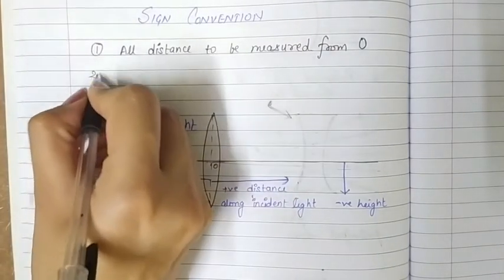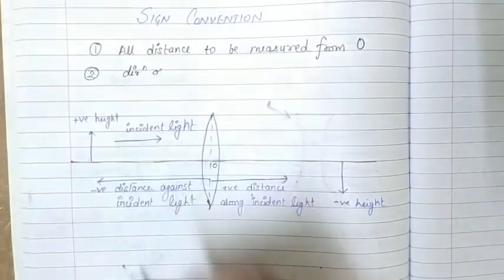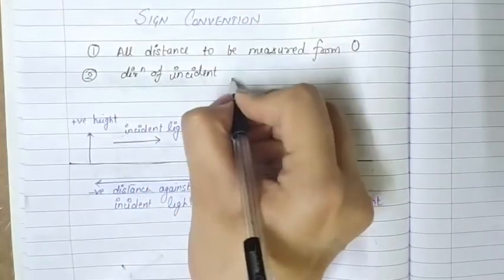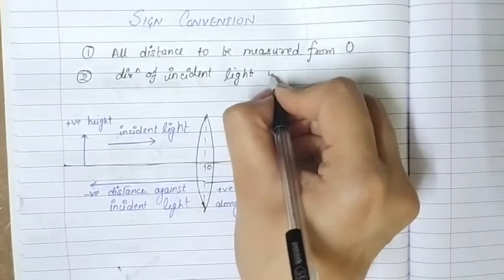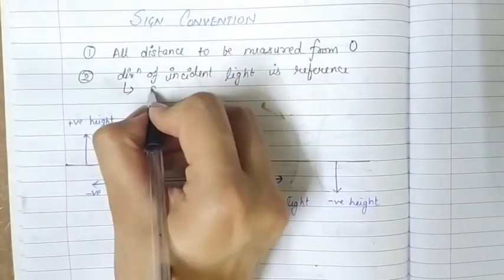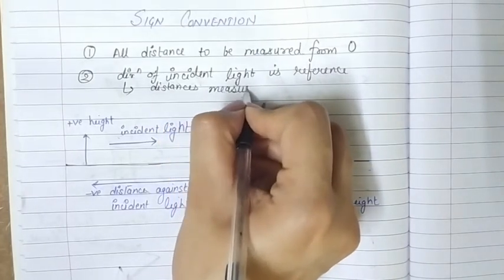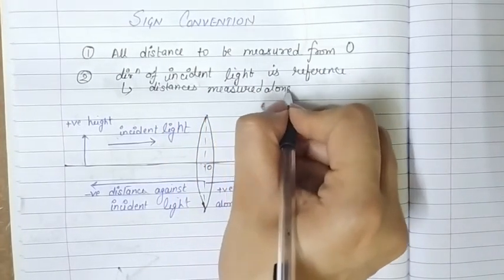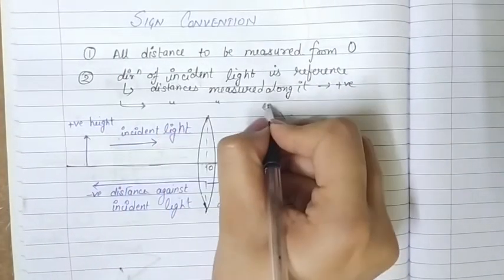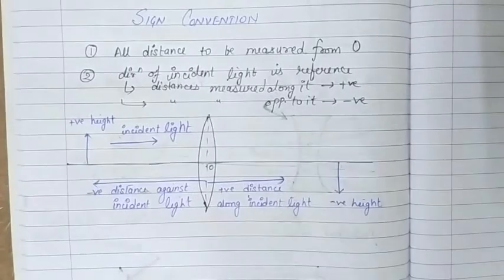So the second point is: the direction of incident light is the reference, right? So distances measured along it will be positive, and the next thing is distances measured opposite to it will be taken as negative. This is the next point.